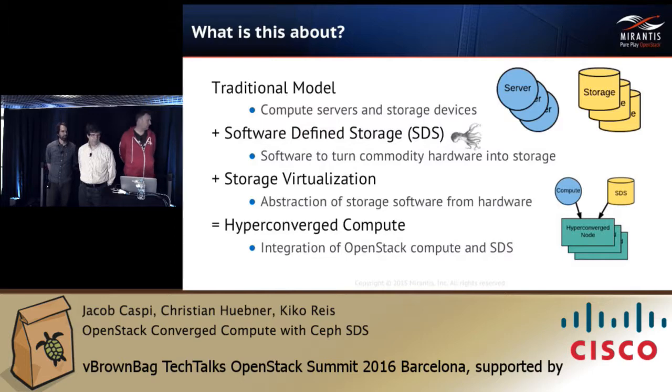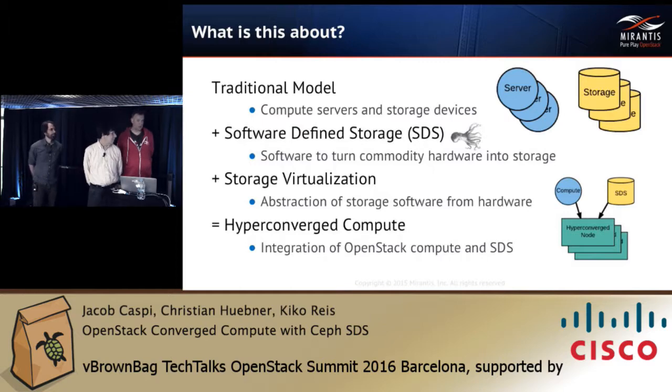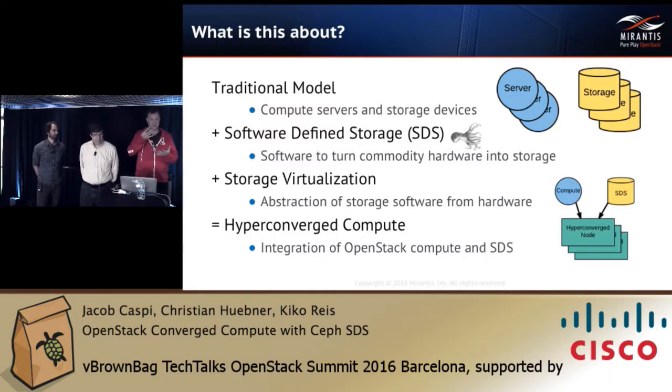In the traditional model, we have servers, we have storage, and even in the cloud, this model is still present. You have an OpenStack cloud that has compute nodes, that has storage nodes, and while they are now virtualized, you can have multiple workloads on one server. The one thing that you still have is the separation, and the separation has a couple of disadvantages.